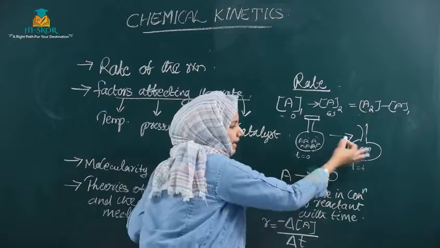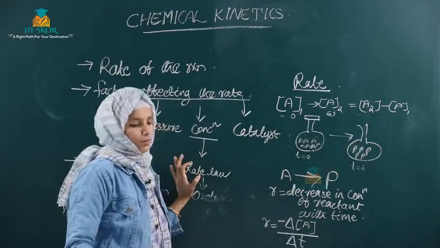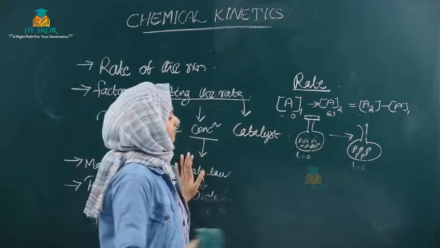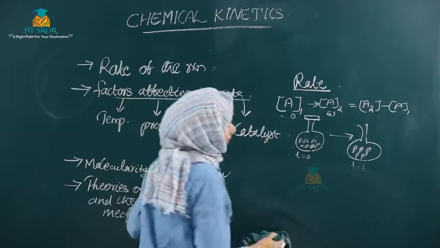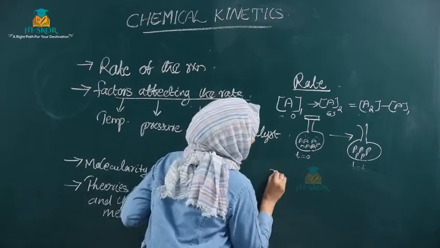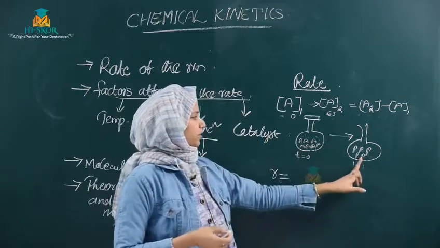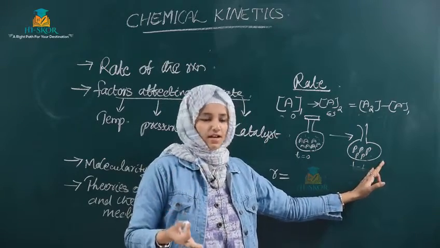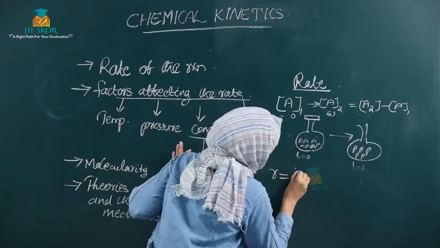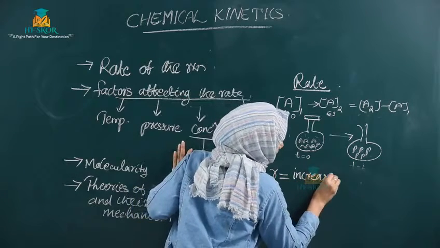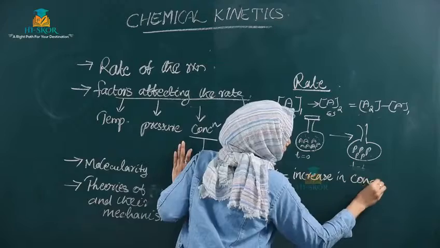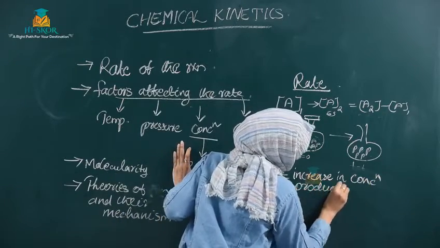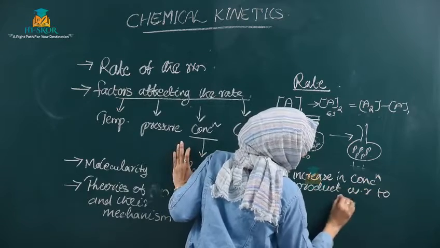So that is what we call the rate of reaction in terms of reactants. And at the same time we can express the rate in terms of product also. What will be the rate in terms of products? Rate R is equal to, in the product molecule, while proceeding the reaction, product molecules go on increasing. So you can write: increase in concentration of product with respect to time.